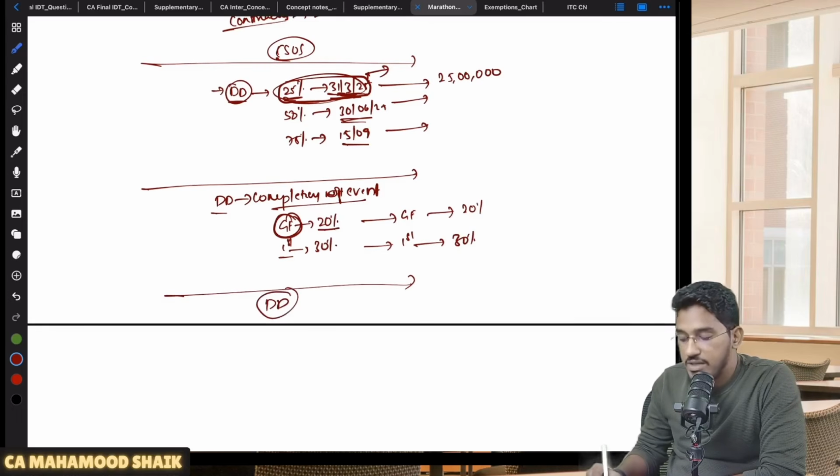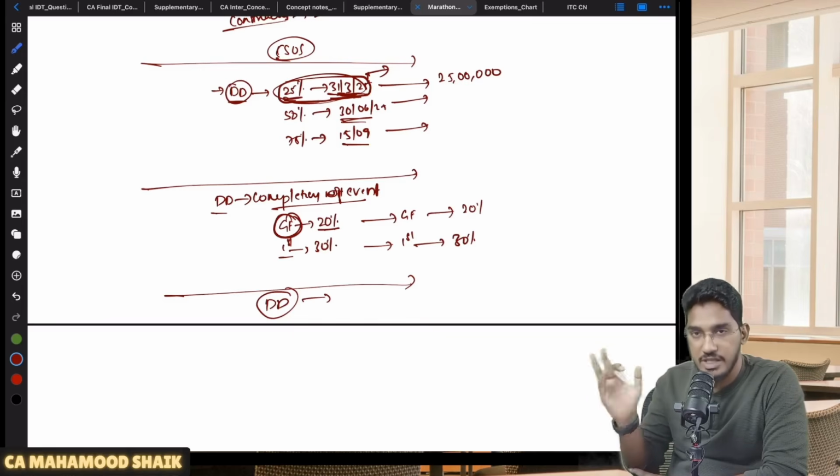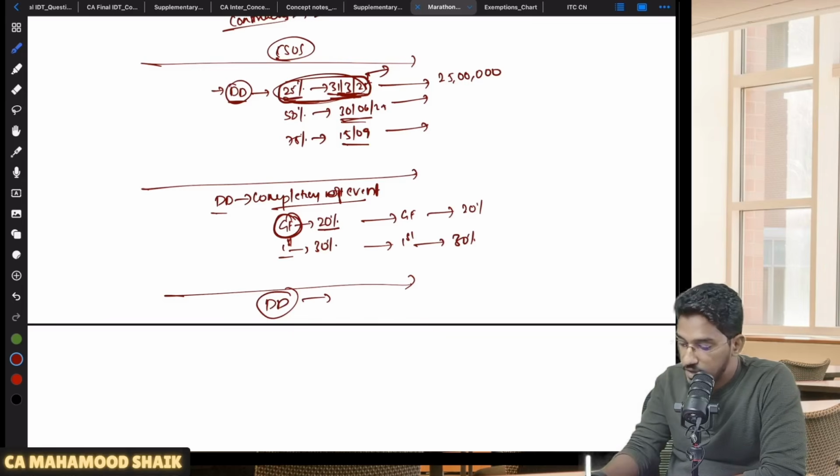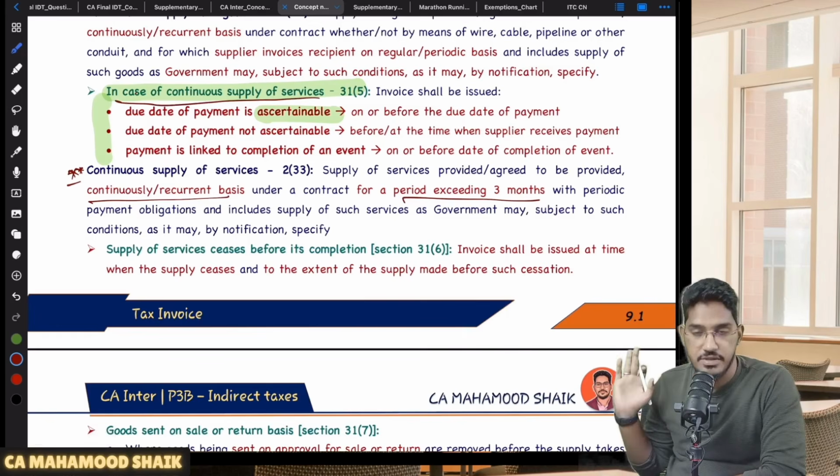If due dates are not ascertainable, then what will happen? On or before making the payment. On or before receiving the payment. You are a supplier, no? On or before you receive payment, you have to generate the invoice. That's all. So this is how to determine the time limit for issuance of invoice in case of continuous supply of services. Clear? So we have covered 4 subsections.